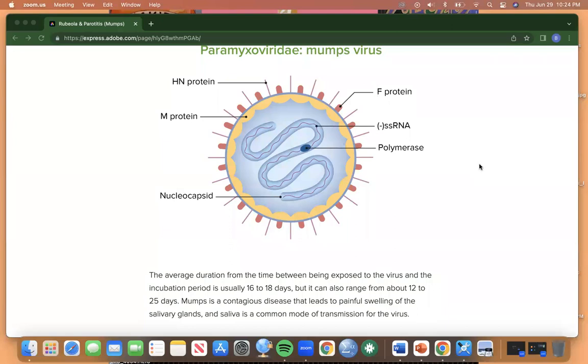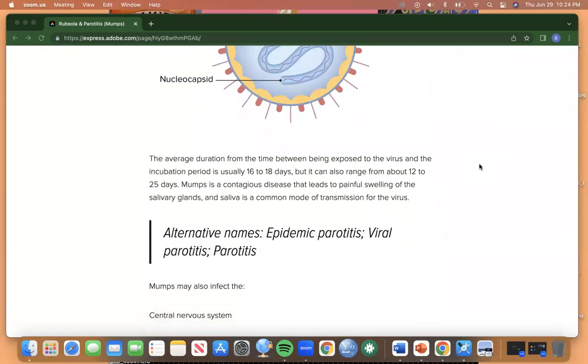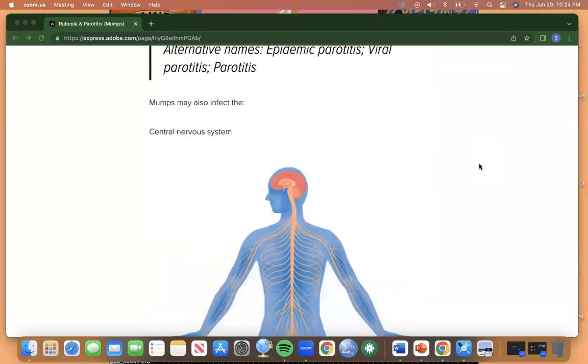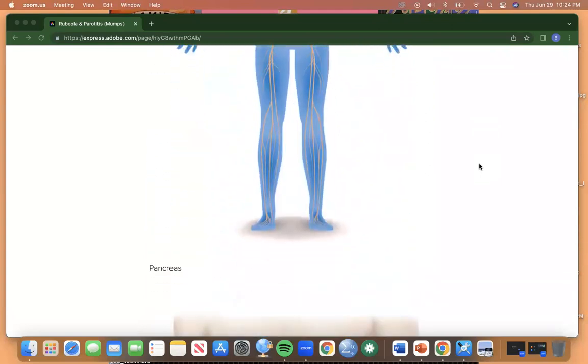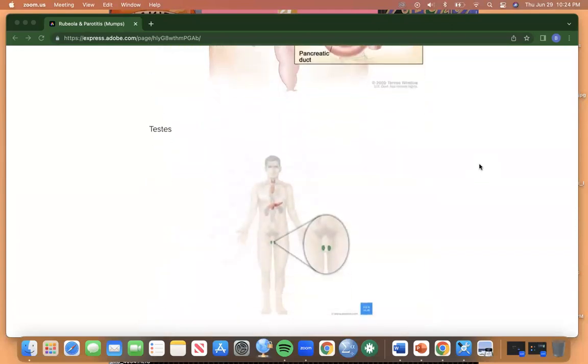Mumps is a contagious disease that leads to painful swelling of the salivary glands, and saliva is a common mode of transmission for the virus. Alternative names would be epidemic parotitis, viral parotitis, or simply parotitis. Mumps may also infect the central nervous system, the pancreas, as well as the testes.